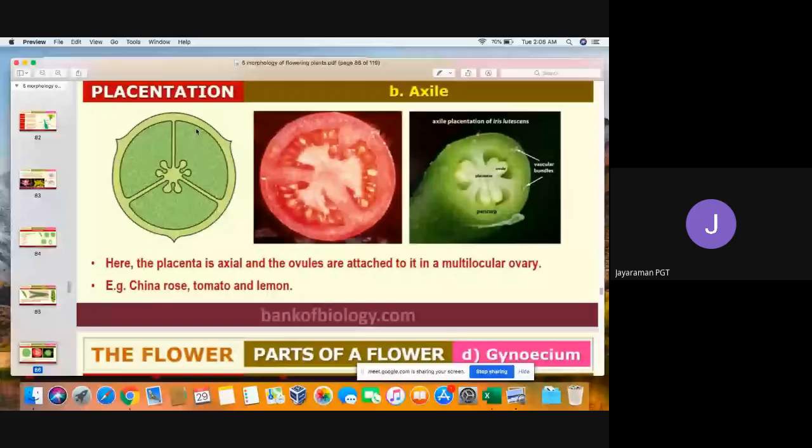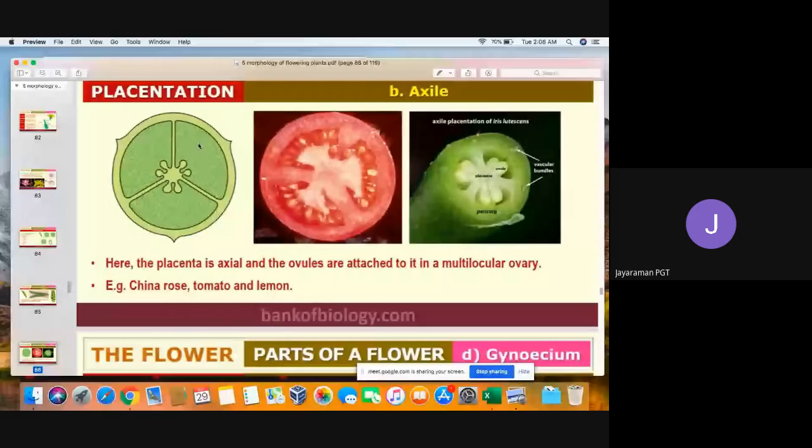Seed, ovule, ovary, style, stigma. This one piece we can divide into 3 pieces. Each piece from the ovary is a carpel, so it is tricarpellary. The chamber is a locule. Like lemon, tomato, China rose, or the rose family, you can find this axile placentation.